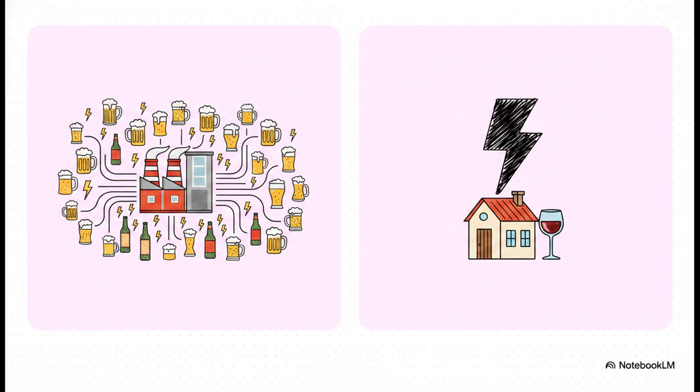Meanwhile, scenario A, the massive global brewer, huge raw energy use, but thanks to economies of scale and advanced recycling systems, they might be using half the energy per hectoliter compared to the winery. So you see, normalization totally flips the script and reveals the true operational reality.